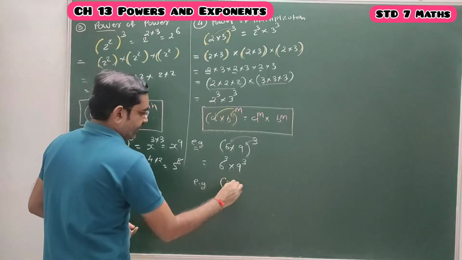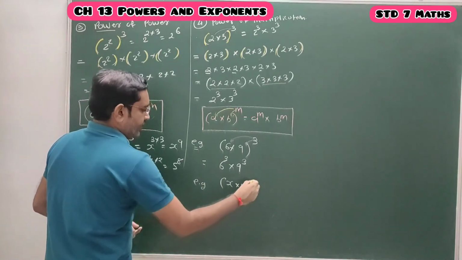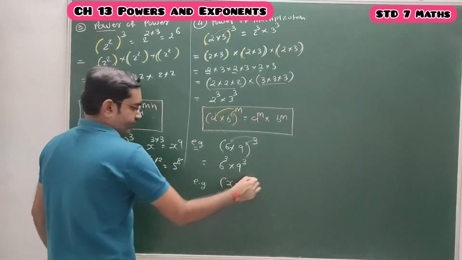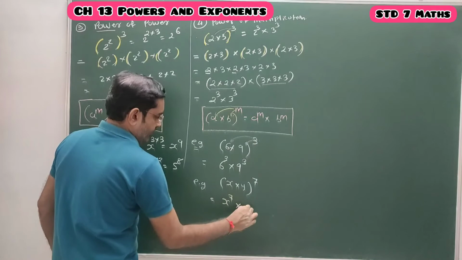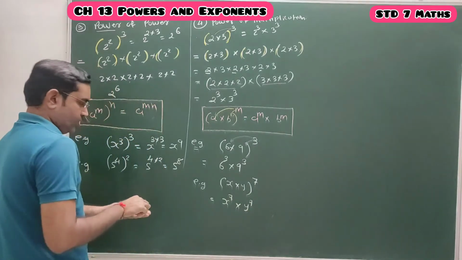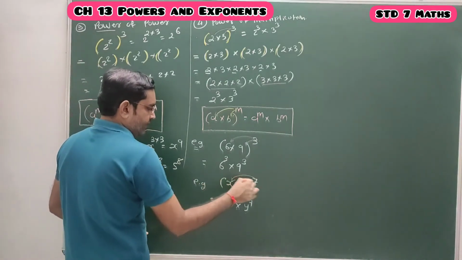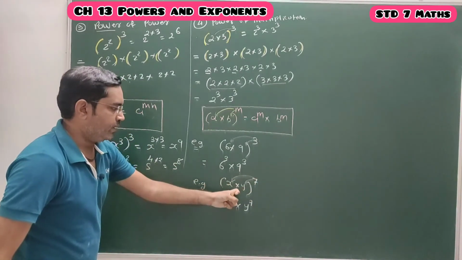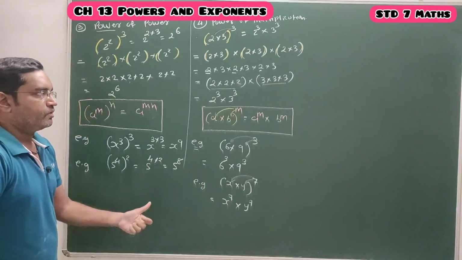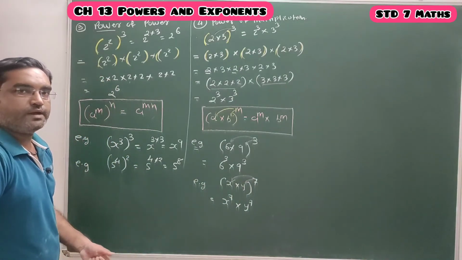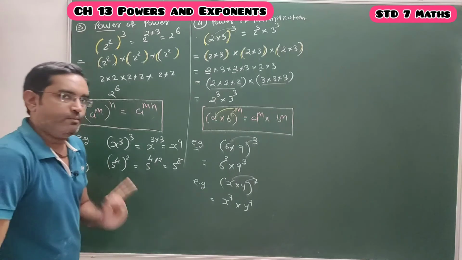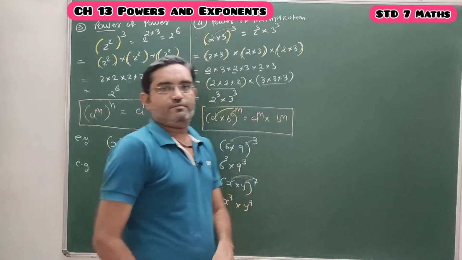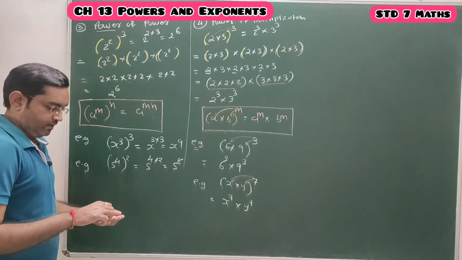For example, if you are having x multiplied by y raised to 7, then it's x raised to 7 into y raised to 7. This 7 power can be applied to x as well as this 7 power can be applied to y. So it's x raised to 7 multiplied by y raised to 7. So this is the fourth law of exponent, whose name is power of multiplication. First law tha, uska naam tha multiplication of power. This is power of multiplication.